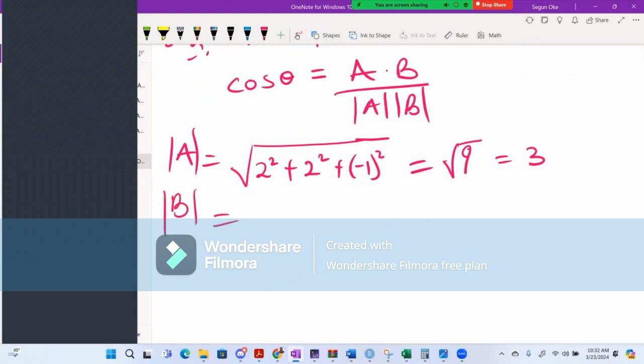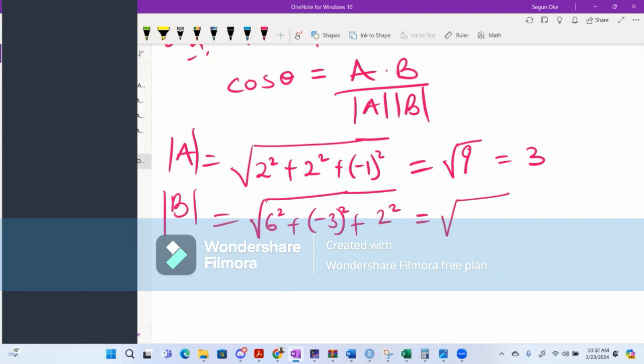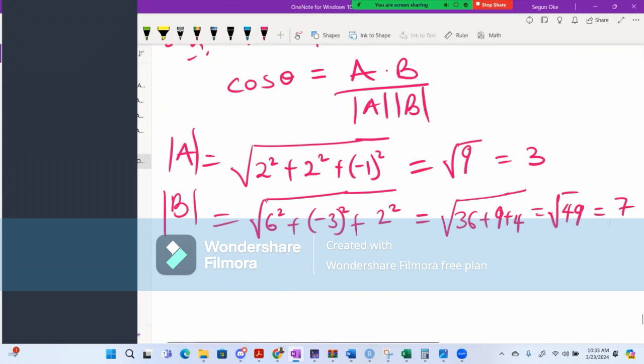Then let's find the magnitude of B. Our B is 6 squared plus negative 3 squared plus 2 squared. 6 squared is 36, plus 9, plus 4. That's 49. Square root of 49 is 7. Good. Then now we have the absolute values, which are the denominator.